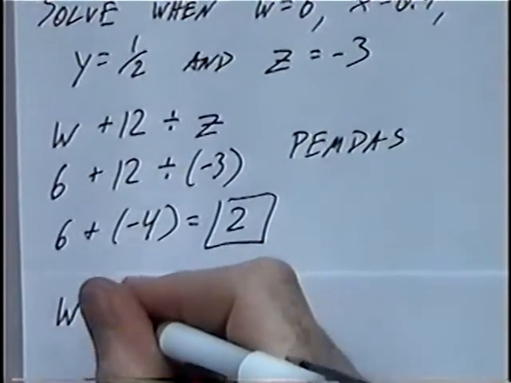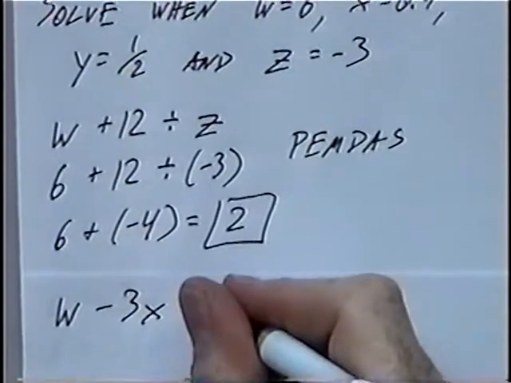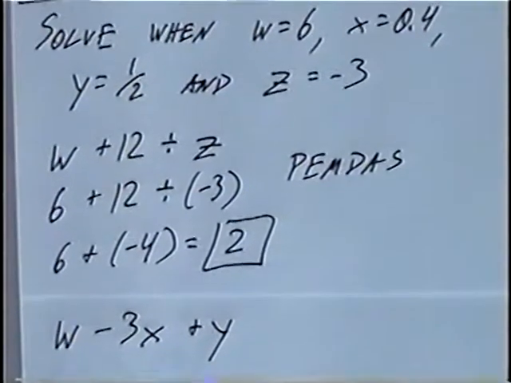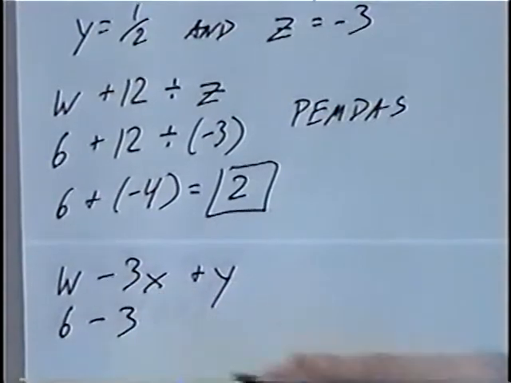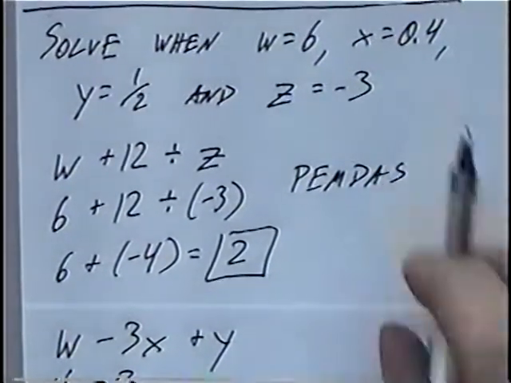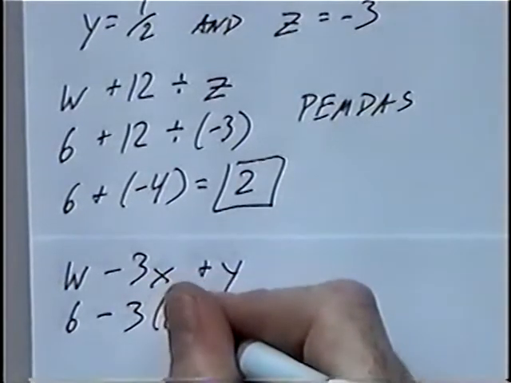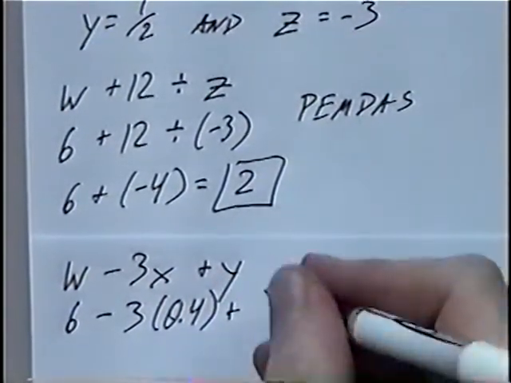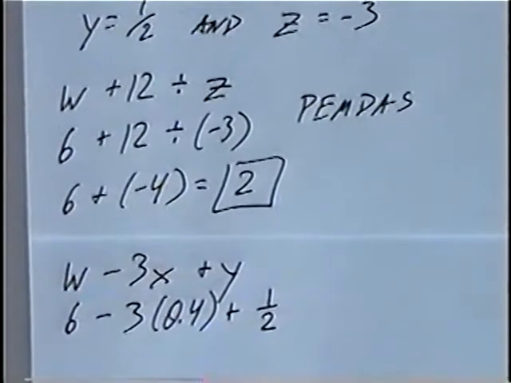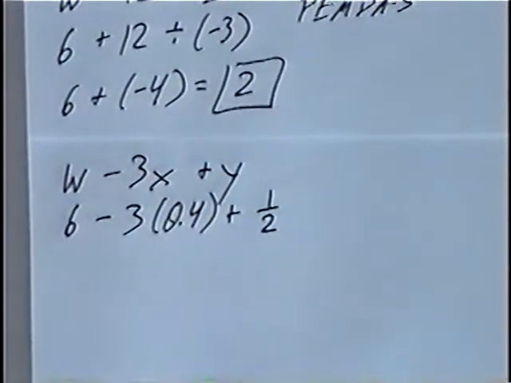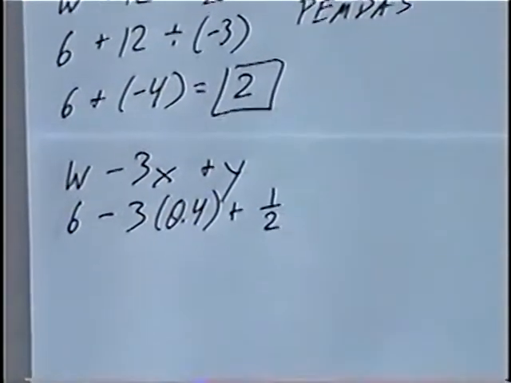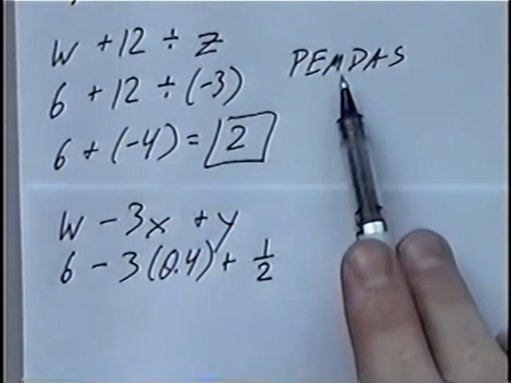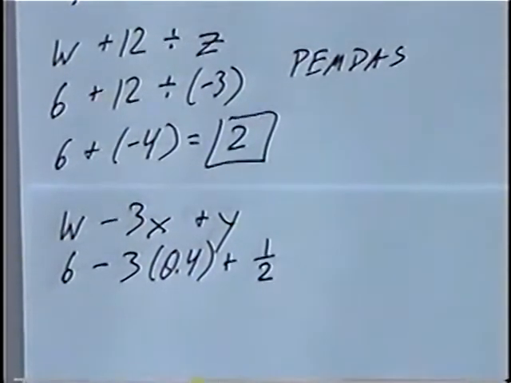W minus 3x plus y, and we'll solve this using the previous values given. W again is equal to 6, 3, and instead of x we'll put the decimal value 0.4, and plus y, y is 1/2. Solving this, we have subtraction, multiplication, and addition. And again, we want to follow PEMDAS.